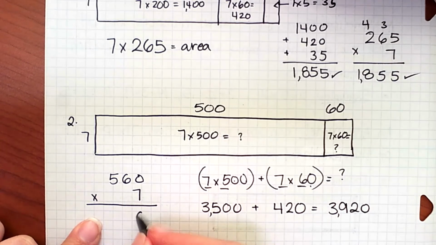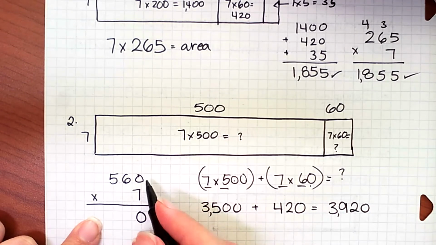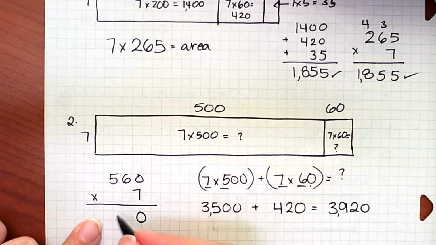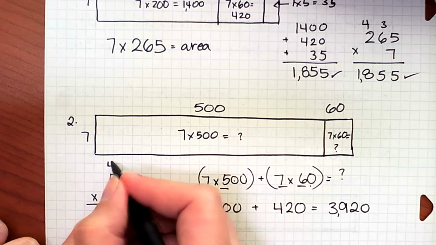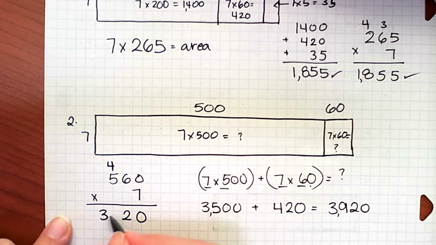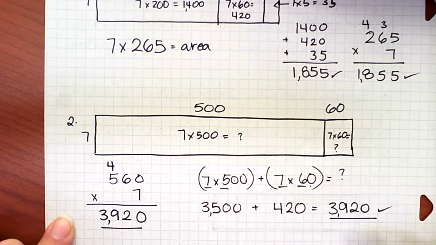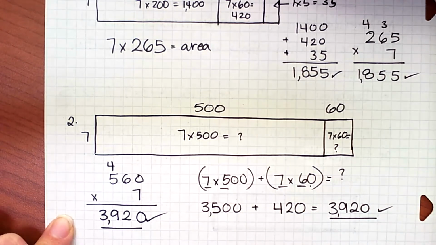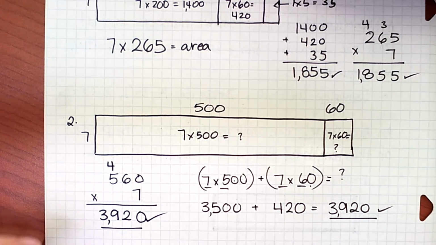7 times 0 is 0. Remember the 0 property. Any number times 0 is 0. 6 times 7 is 42. Put the 2, carry the 4. 7 times 5 is 35, plus 4 is 39. So I see that my answer here and my answer here match. So I know I did my multiplication correctly.